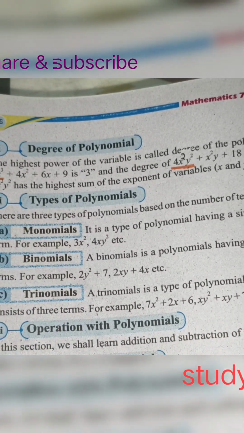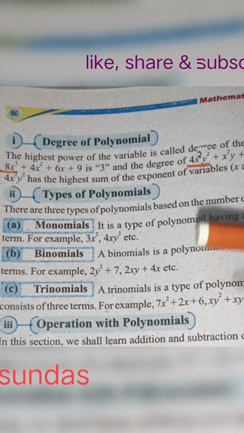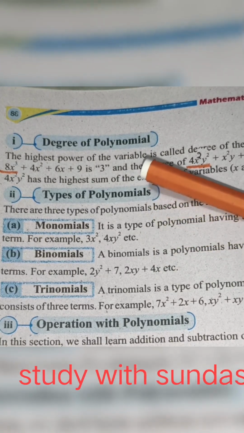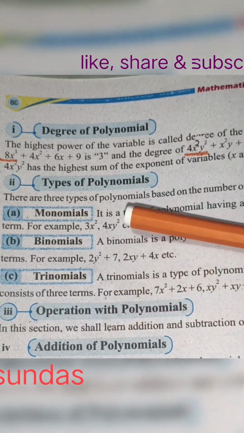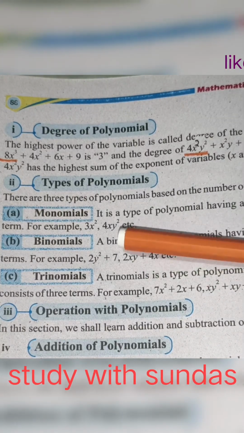Okay. Hopefully you got the concept of what is polynomial, how we can calculate the degree of polynomial, as well as how many types of polynomial are there and how can we explain them: monomials, binomials and trinomials.